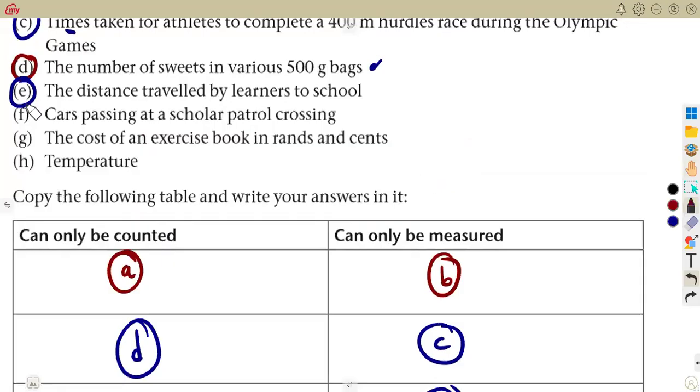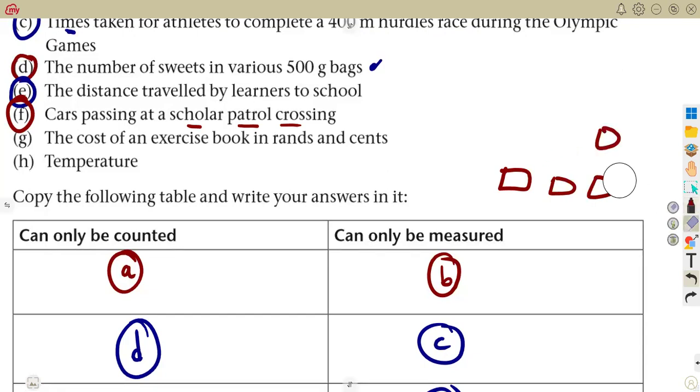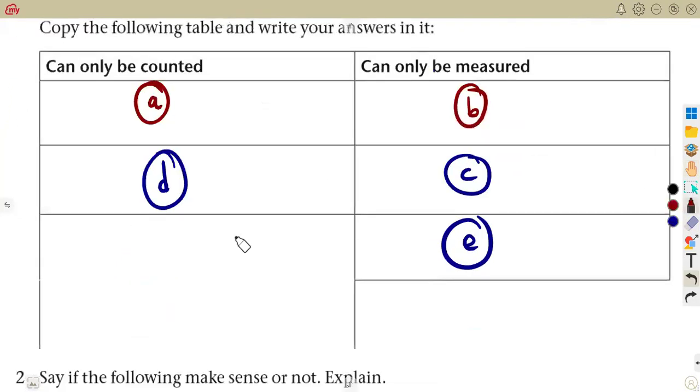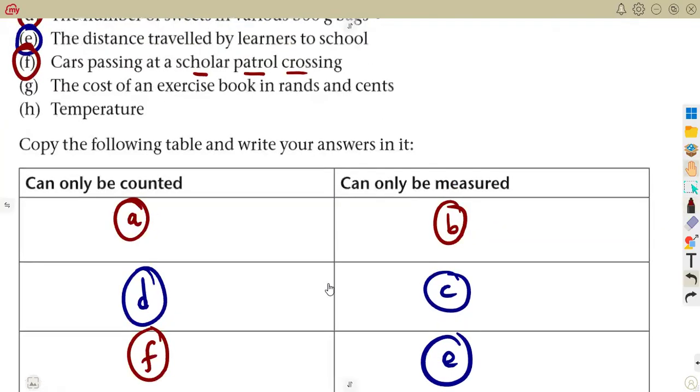If we check, there is F. Cars passing at a scholar patrol crossing. Like I was saying before, maybe you are at a car park and you are asked how many cars you are seeing. You have to count. You cannot measure the cars. You count them: 1 car, another car, 2, 3 cars, 4 cars, 5 cars. So it's by counting the cars. That's F, and you're going to write it under can only be counted. You cannot measure that.